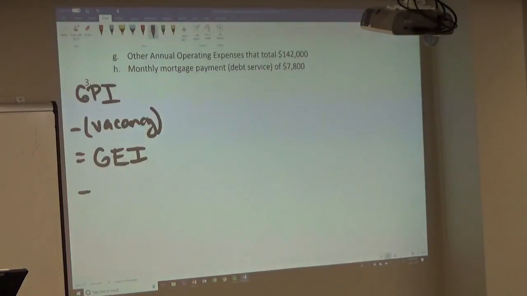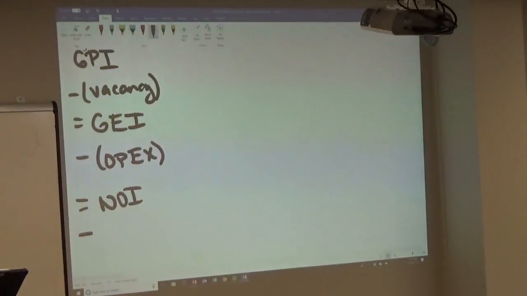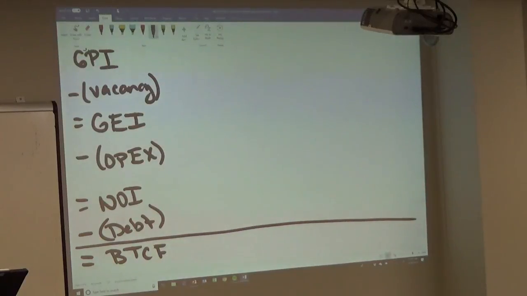Gross effective income minus any operating expenses is going to equal our net operating income. And then net operating income minus any debt service or mortgage payments, the monthly principal and interest payments on that loan, equals our before tax cash flow. So again, just kind of draw yourself some lines to keep these things separated here.